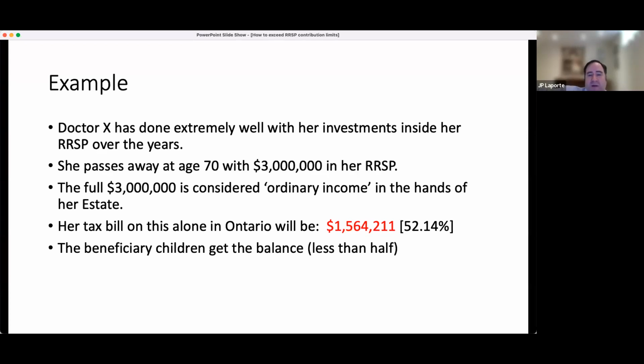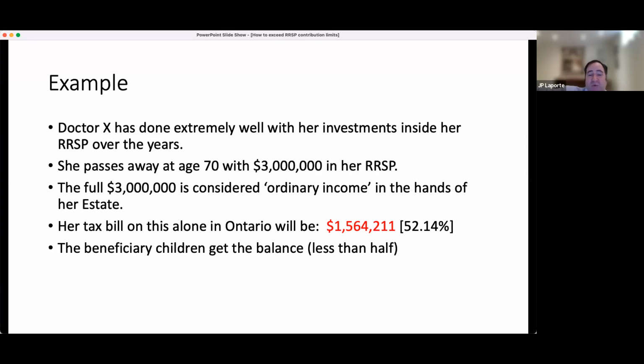And now she has $3 million in RRSP. No spouse. So the full $3 million is considered ordinary income. And in Ontario right now, I put this in an Ernst & Young online calculator last night. $3 million of ordinary income, that's 52.14% tax. So that's over $1.5 million that's disappearing to the tax authorities, and the beneficiaries get less than half.